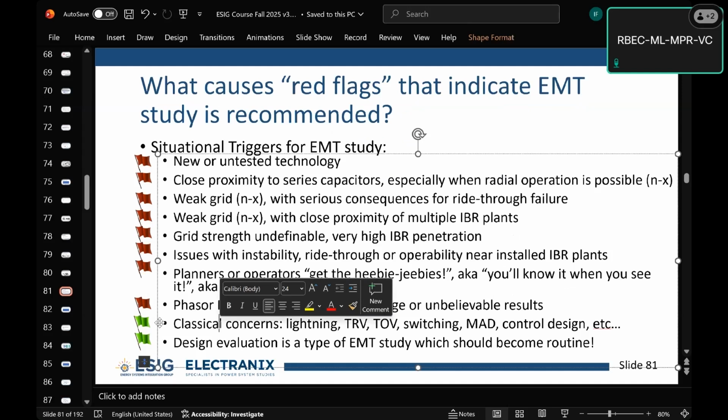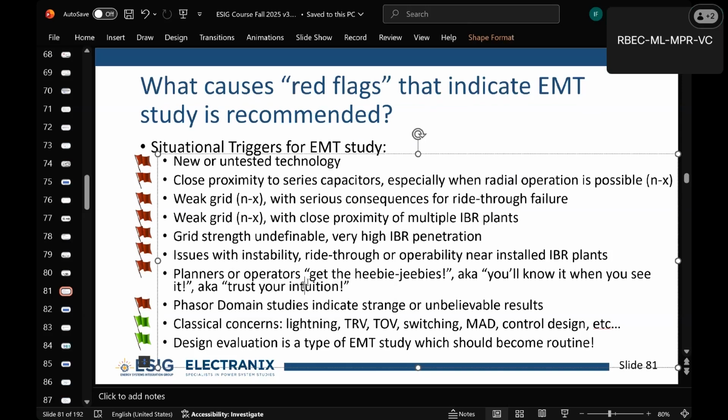And then there's other things like classical things, lightning, TRV switching, minimum approach distances, etc., design evaluation, and then also, like I said before, when you're testing renewable plants coming in, you can do basic EMT testing as well. And those are all good reasons to do EMT. Any other questions about that? That's all I'm going to say about when to do an EMT study.